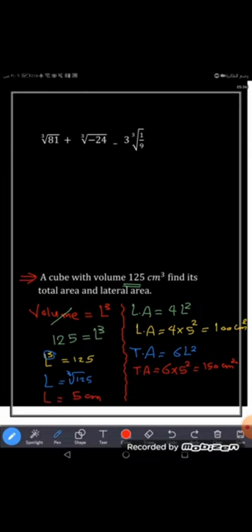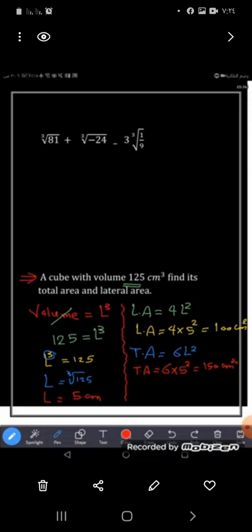Then we have to get total area and lateral area. We have to know that the lateral area equal 4L square and total area equal 6L square. Lateral area 4 because we have 4 faces for cube, and total area 6L square because we have 6 faces for the cube.